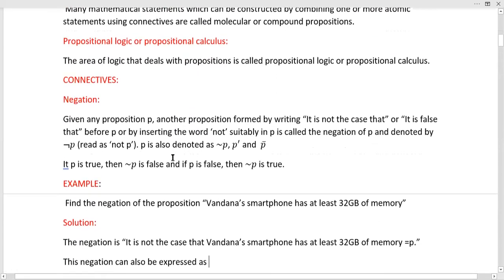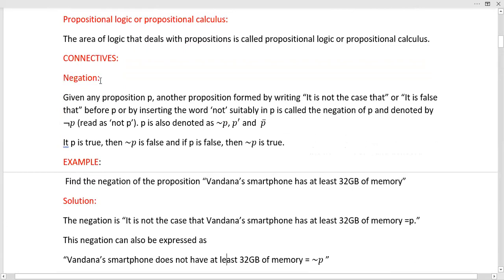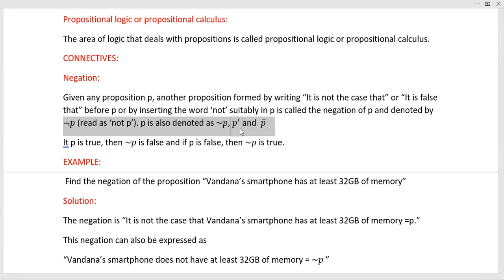Now come to the connectives. Already we discussed connectives. There are a total of 5 connectives. The first one is negation. Negation means the opposite statement. The opposite statement to the given statement is called the negation. It is denoted by these symbols. P is one proposition, and negation P is denoted by this symbol. Suppose P is true, its negation is false. Suppose P is false, its negation is true. That means the opposite statement to the given statement is called the negation.